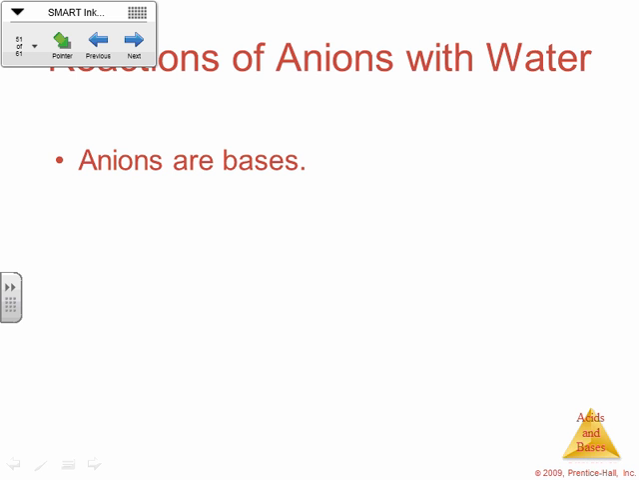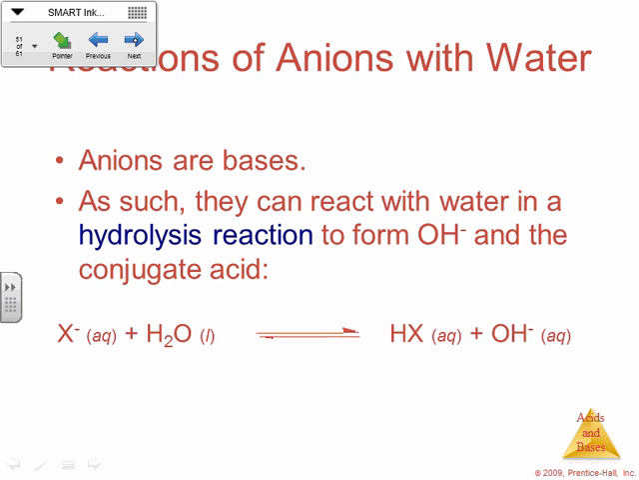Anions typically are bases. That's not always the case, but typically they're bases. And so what they can do is react with water in a hydrolysis to form OH- and the conjugate acid. Those of you who have been in Project Lead the Way classes are probably more familiar with hydrolysis, or maybe if you've taken anatomy and physiology or AP Bio, but most people wait until their senior year to take those classes, so you may not have had those yet. But all hydrolysis means is the separation of water.